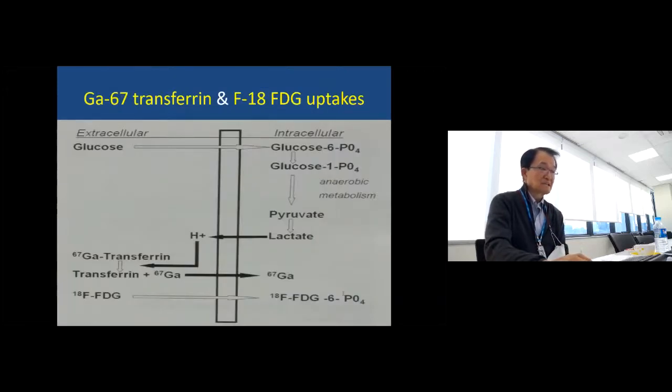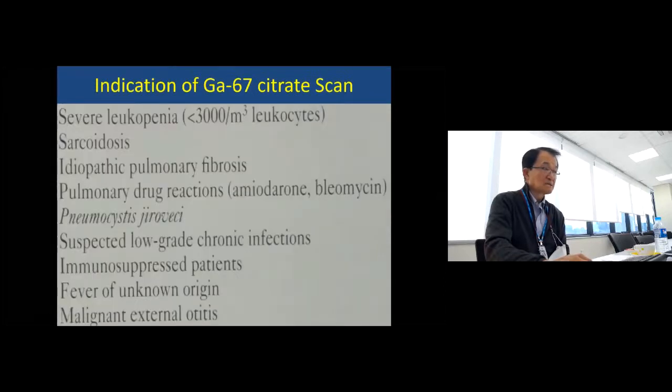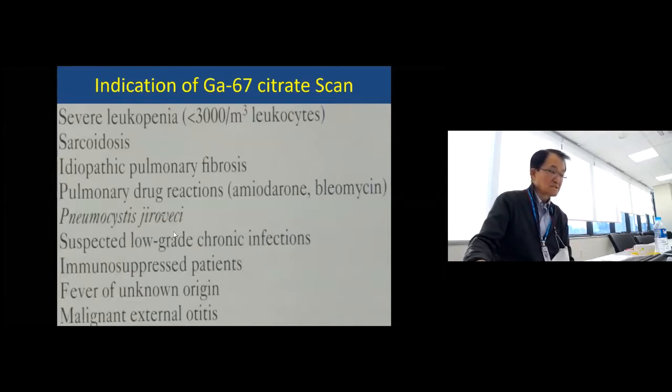Gallium-67 citrate attaches to transferrin, and it's similar to glucose, as you know, with the glucose transporter and hexokinase phosphorylation, and then it generates lactate. So the tissue makes acidity, and there's also some relation to lactate formation. Basically, gallium citrate has been used more for chronic infection, particularly sarcoid, pulmonary fibrosis, and pneumocystis carinii pneumonia in cancer patients, and that kind of thing.